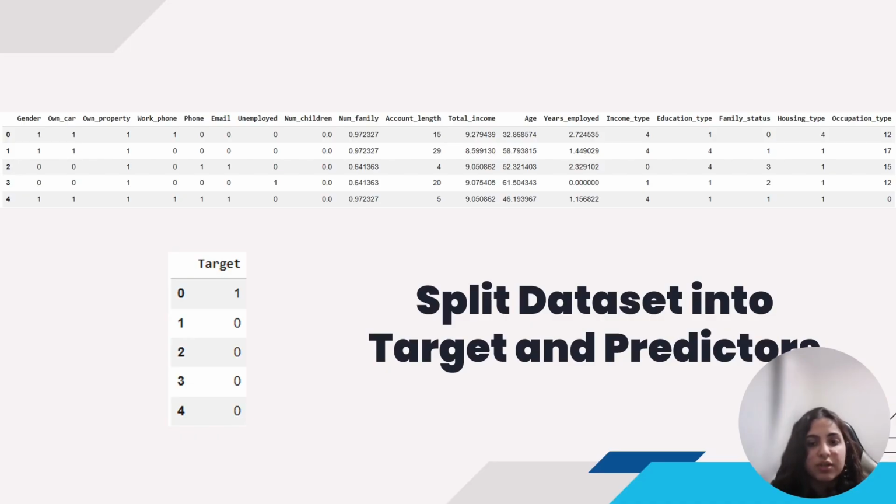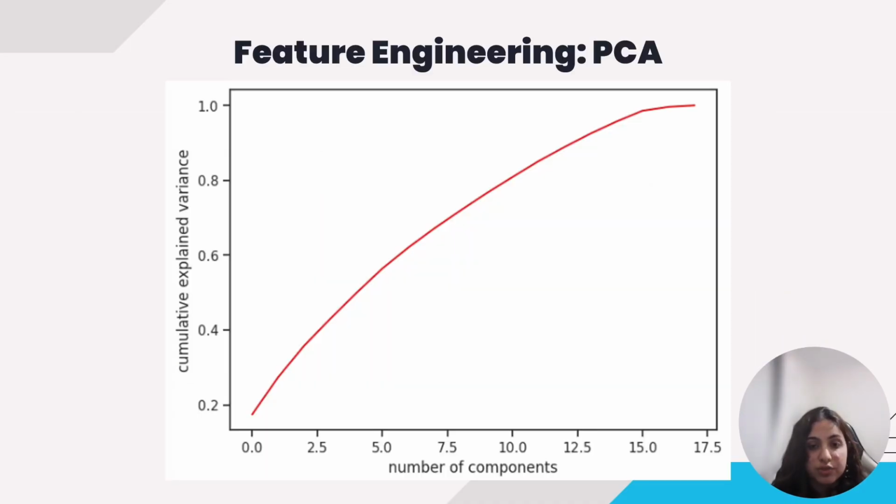And then here we wanted to split our dataset into target and predictors. So we have the target, which is, as mentioned before, the status of the credit card application. And then we have the predictors, where we're trying to see which factors affect the target the most. So after we did the PCA, we considered 5 components, and then we did the PCA cumulative graph to see how the cumulative explained variance behaves under different numbers of components.